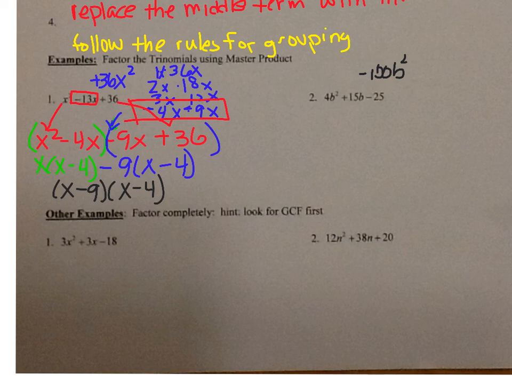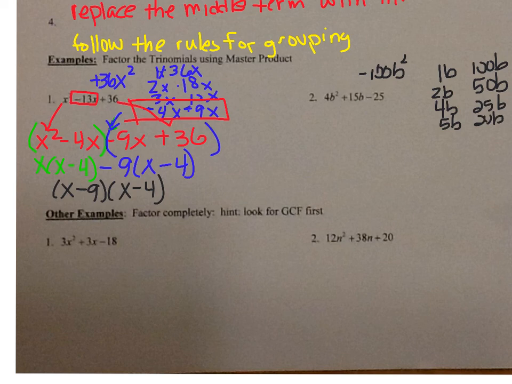All right, so let's make a list. So we have 1b times 100b. Okay, but that doesn't add to 15. We have 2b times 50b, sorry. But that doesn't add to 15. 3 doesn't go into it, 4 does. 4b and 25b, but that does not add to 15. 5b and 20b, that does add to 15b.